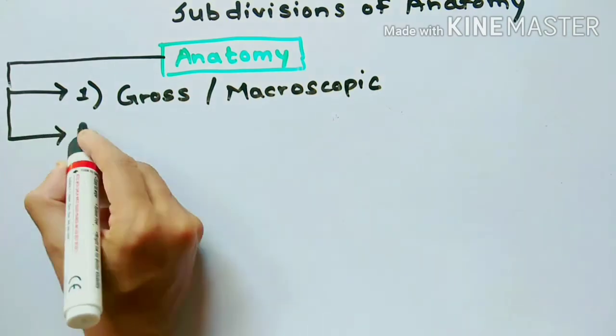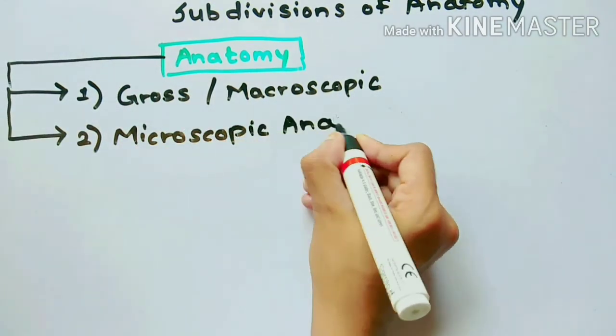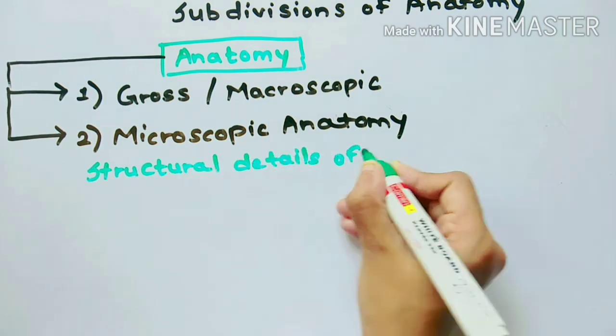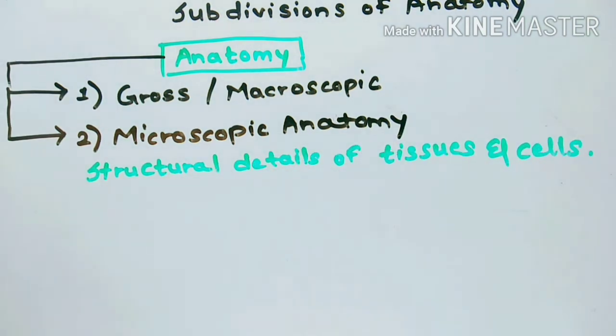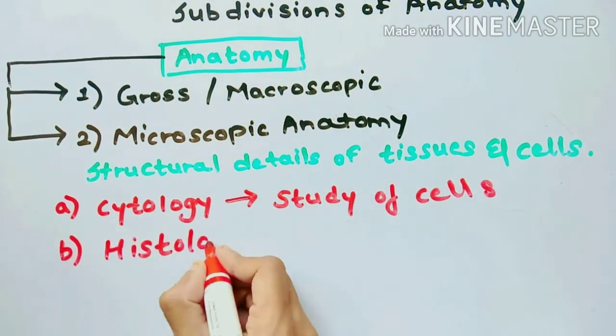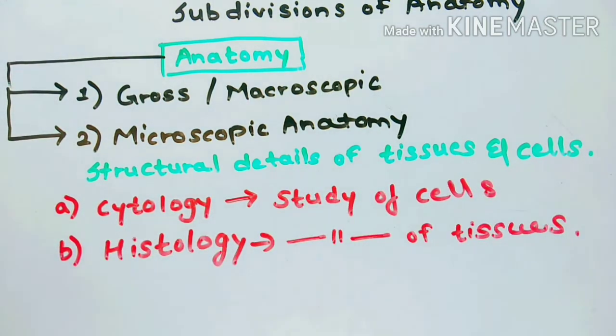Now let's study microscopic anatomy, that is, structure using a microscope. This type of anatomy provides structural detail of tissues and cells. The first subpart is cytology, where we study cells, and the second is histology, where we study tissues.